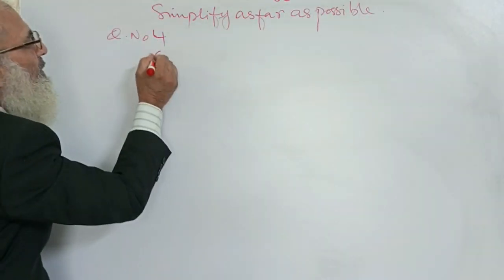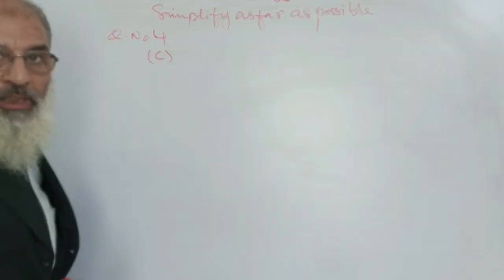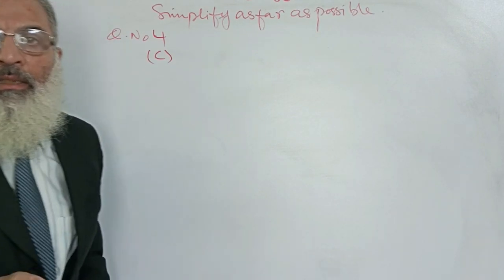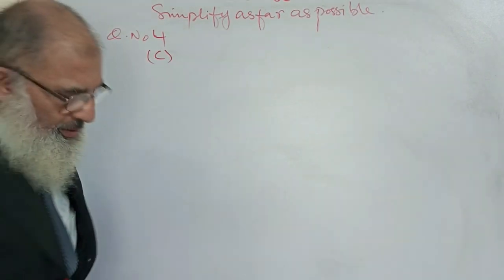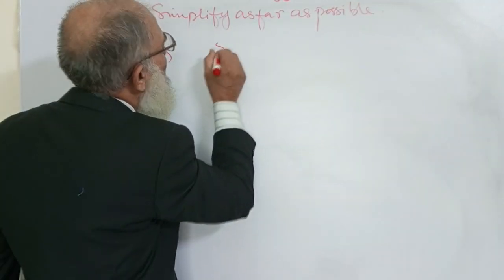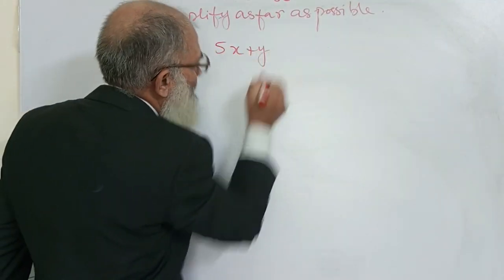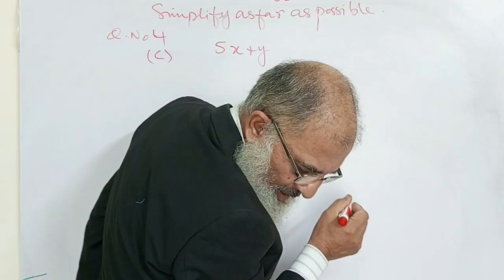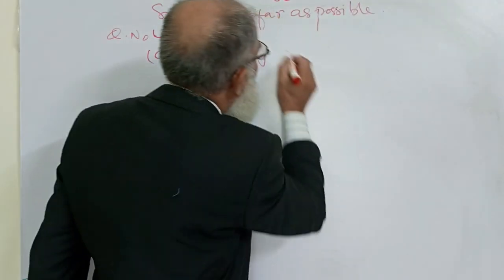Question number 4, part C. Now you will see in part C that there are two different variables, and that is 5x plus y plus 2x plus 3y.